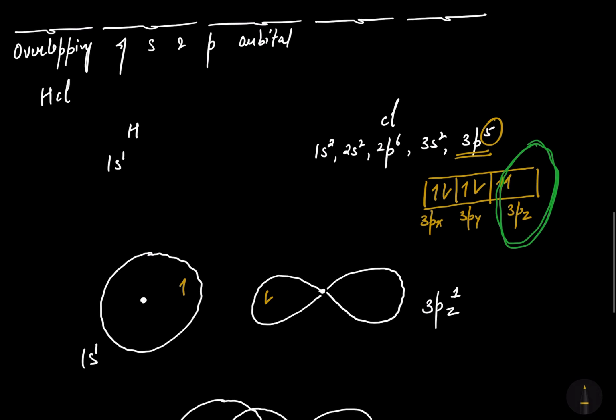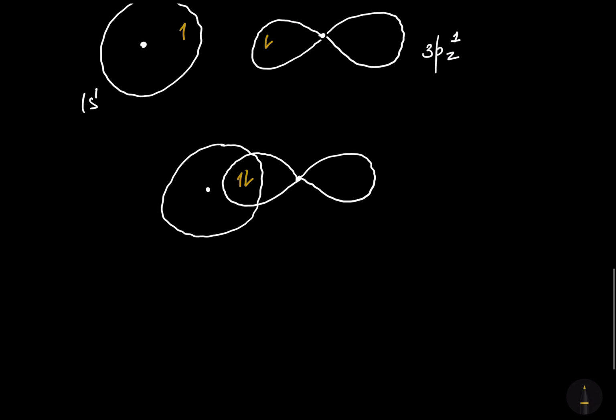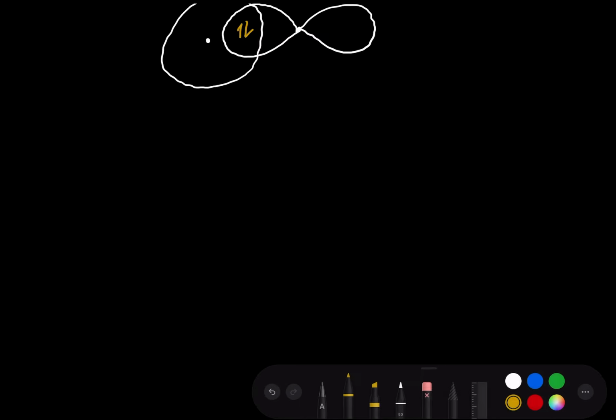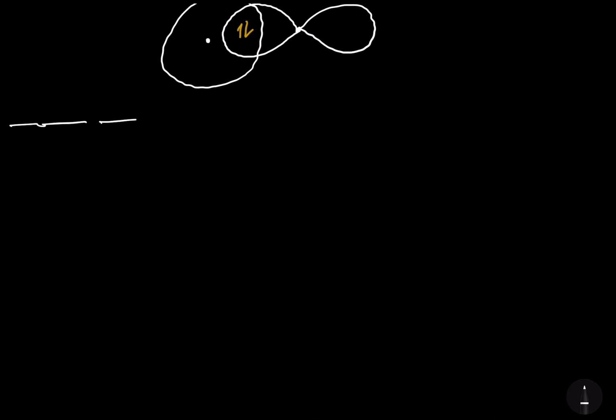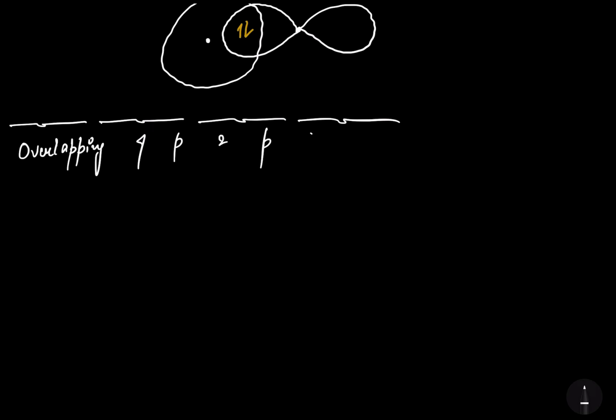Now let's talk about the overlapping of p and the p orbital. Now I'm taking an example of overlapping of p and p orbital. For this overlapping, let's take an example of chlorine molecule.